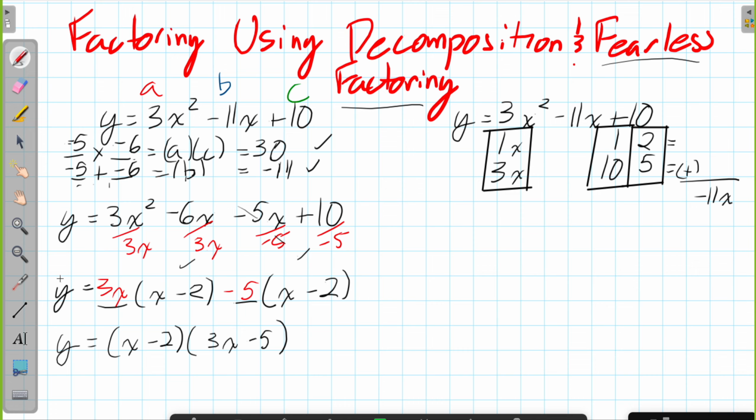We can do a little bit of testing. So in this test, I'll write them in blue. I'm going to do 1x times 1 and 3x times 10. That gives me 1x and 30x.